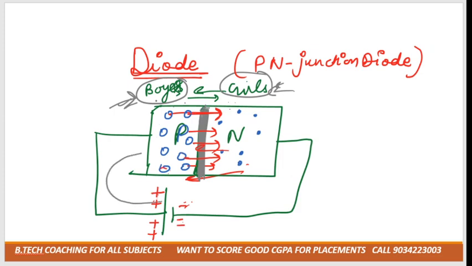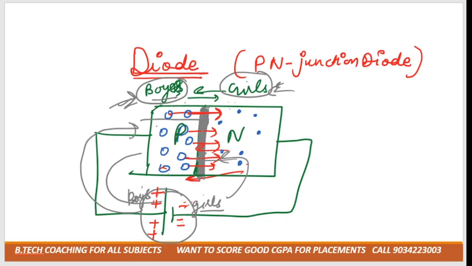Here you have seen boys, and here also boys, so boys repel each other and want to move towards the girls. Here also girls, with a negative charge, repel each other, and they want to go to the boys. If I provide less energy, they won't be able to break the wall. If I provide more energy, then they will break the wall. I'll tell you later how much energy we need to provide. Clear? So in this, what is the main function of a diode?